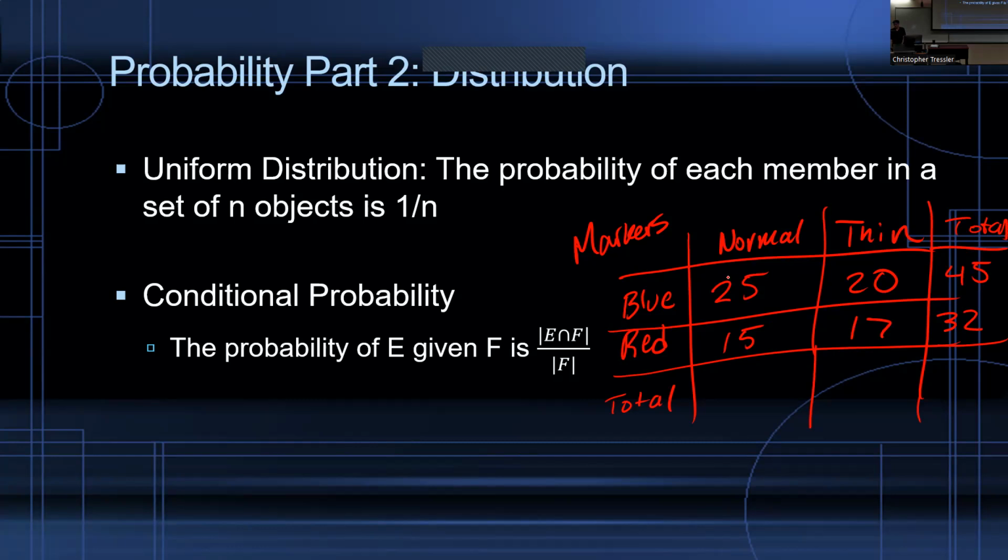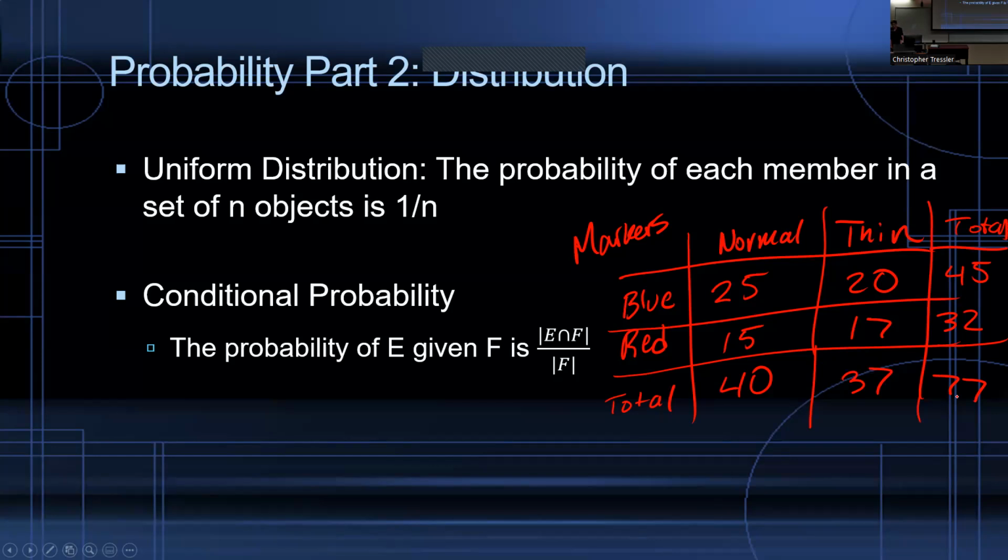Now, if we look at the normal markers, that means we have a total of 25 plus 15. That's the same thing as 30 plus 10, which is 40. And if we look at the thin, we have 20 plus 17, which is 37. So now notice that the totals should both add up to the same thing, which is 77 total markers, right? That makes sense, everyone. I'm just assigning random values for the example's sake.